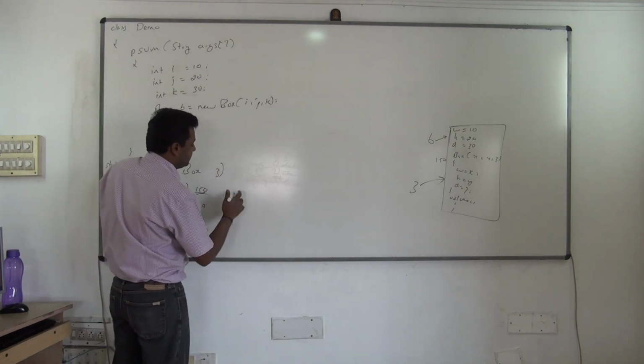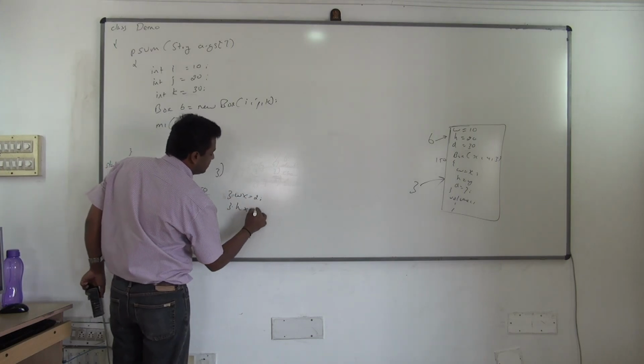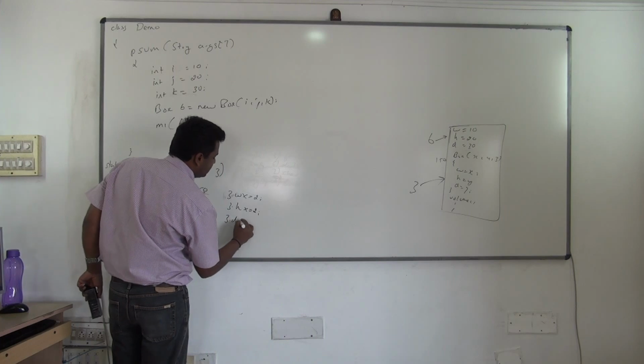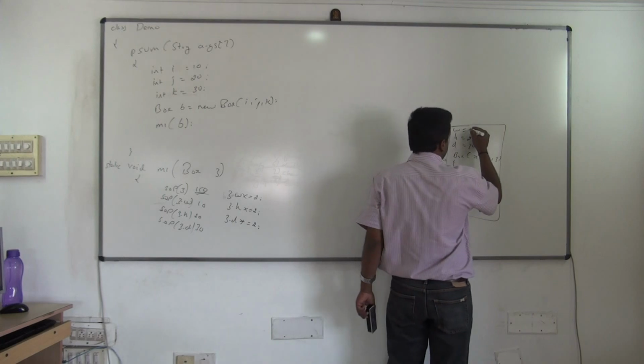z.w *= 2. How do you want to modify? The *= will double the values. z.d *= 2. So what will happen now? It will become 20, 40, 60.